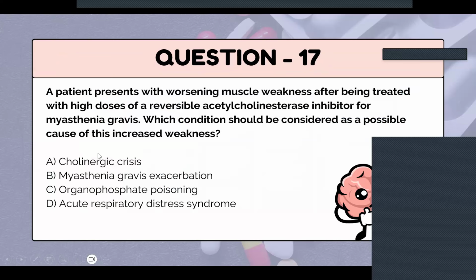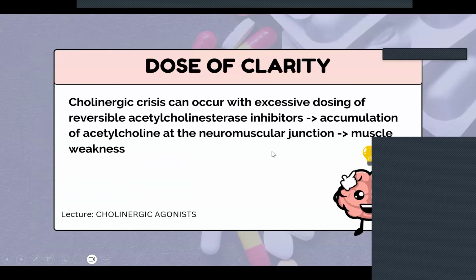Yes, so someone answered A, and that is the correct answer, cholinergic crisis. Now, cholinergic crisis can occur when there is excessive dosing of reversible acetylcholinesterase inhibitors. And what happens is there is accumulation of acetylcholine at the neuromuscular junction, which causes muscle weakness.